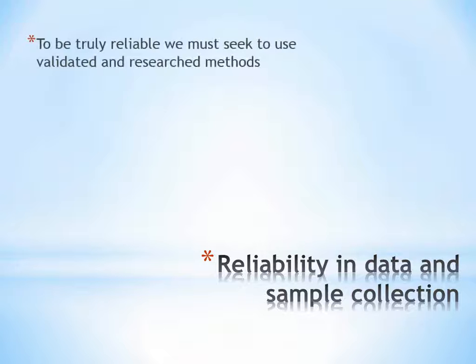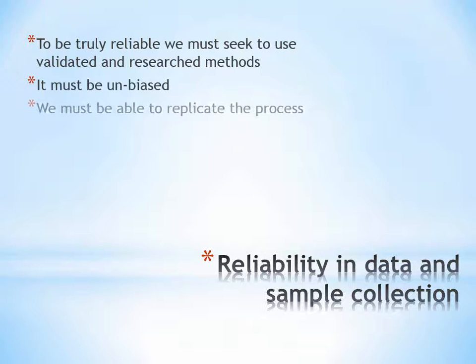So, to be truly reliable, we must seek to use validated research methods. Your research scientists would have gone off and developed a program that reflects those, hopefully. Lots of research papers out there related to the types of data they may be wanting to collect. We must be unbiased. We must be able to replicate the process. So it's not like one week I go out and do it, and then the following month when I need to go back out there, oh no, we've changed something. That's going to bias your results.